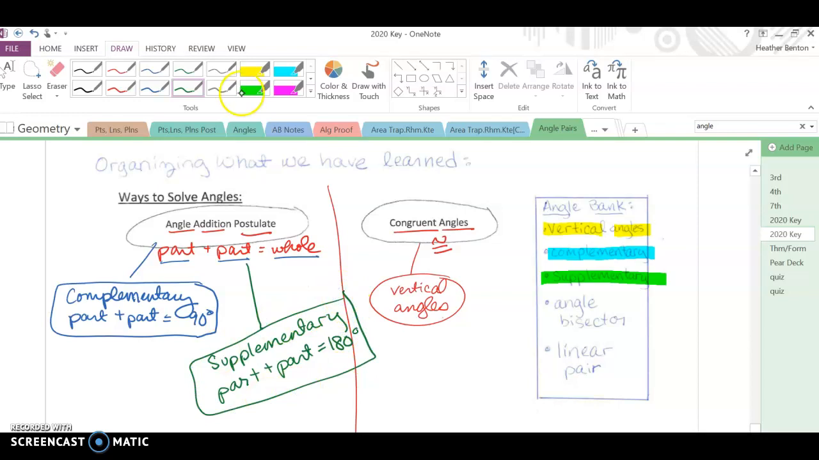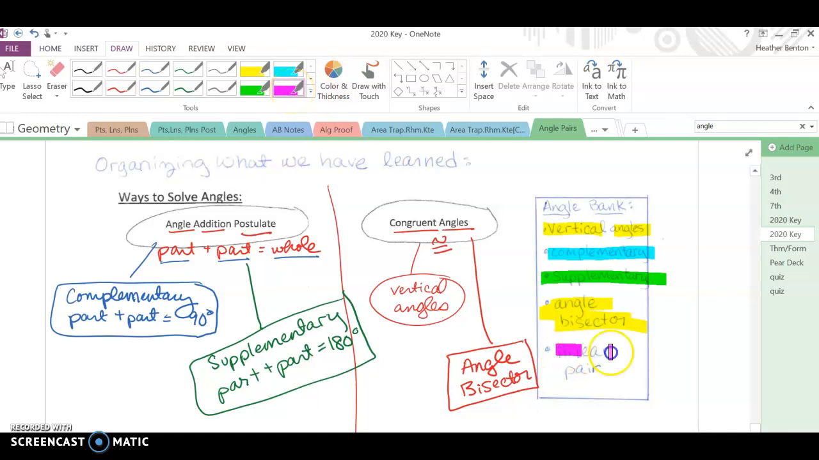Then we have angle bisectors. We know that the word bisect means to split into two equal parts. So these are usually angles that are equal to each other. So I'm going to put this on the angle bisector side. I won't say it would never go on the angle addition side, but generally we're talking about two angles that are congruent. And then lastly, the linear pair.